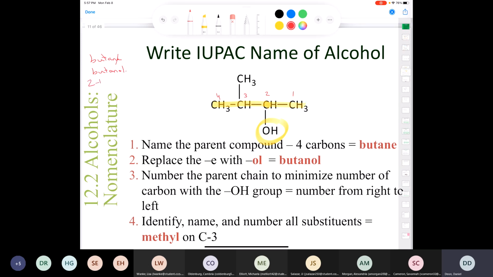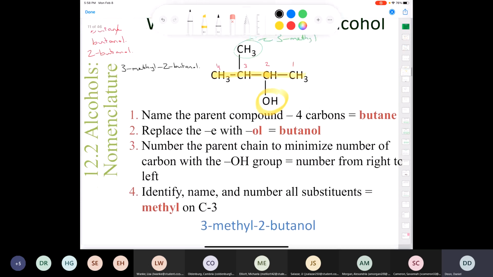So this is a 2-butanol. And the last thing I have to do is name and number the substituents. I have a methyl group on carbon 3. That's a 3-methyl. And so when I put all that together, I get 3-methyl 2-butanol. And you can see the answer is right here, 3-methyl 2-butanol.